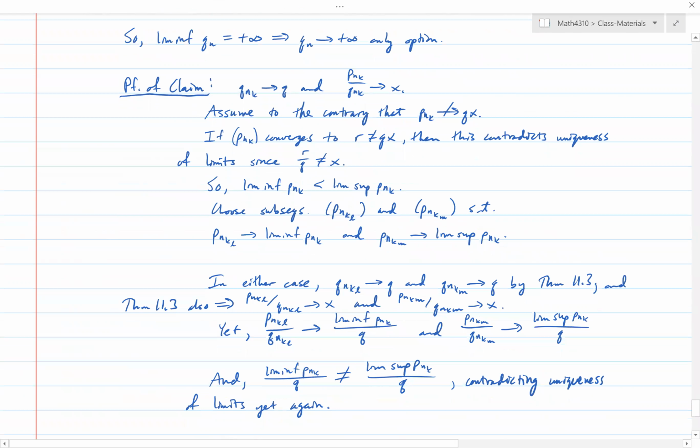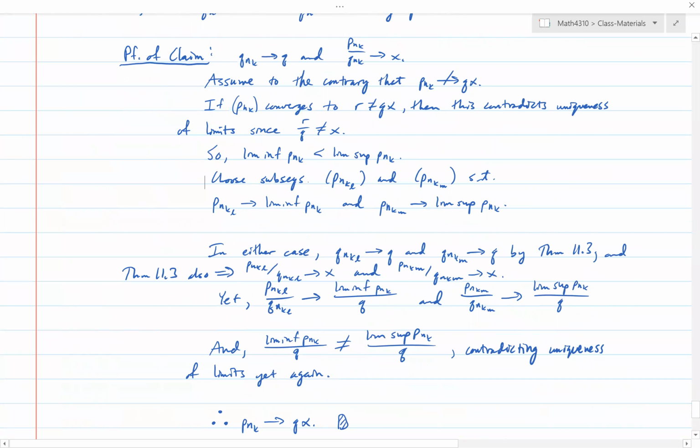So then I say, well, what if it just diverges altogether? If it diverges altogether, then that means that the lim inf is less than the lim sup, right? Because there's no limit in this case. Well, so choose subsequences, p_{n_{k_l}} and p_{n_{k_m}}, such that the subsequence of a subsequence p_{n_{k_l}} actually has as its limit the lim inf of whatever this subsequence p_{n_k} is, and the other one has as its limit the lim sup.